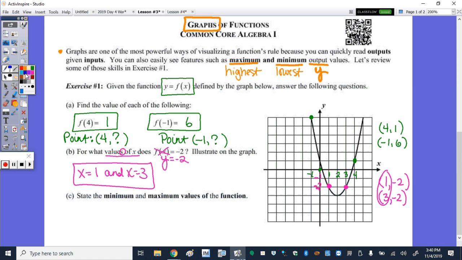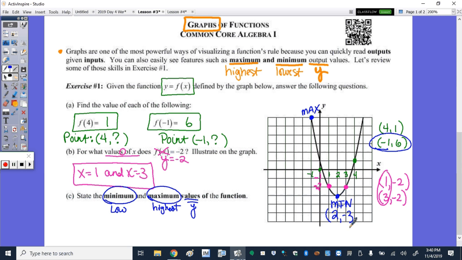And last, state the minimum, so that's our lowest, and maximum values, that's our highest. And when they say values, we want the y. So let's look at the highest and lowest points. Well, the highest point was right here, and that was the point (negative 1, 6). So here's our max, and then here's our min, our lowest point, whose coordinates are (2, negative 3). So the output values of the function, the lowest is negative 3, and the highest is 6. So the maximum value is 6, and the minimum value is negative 3.